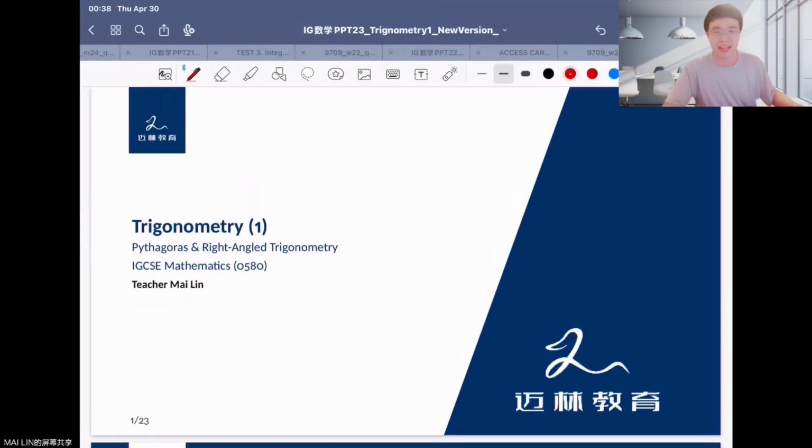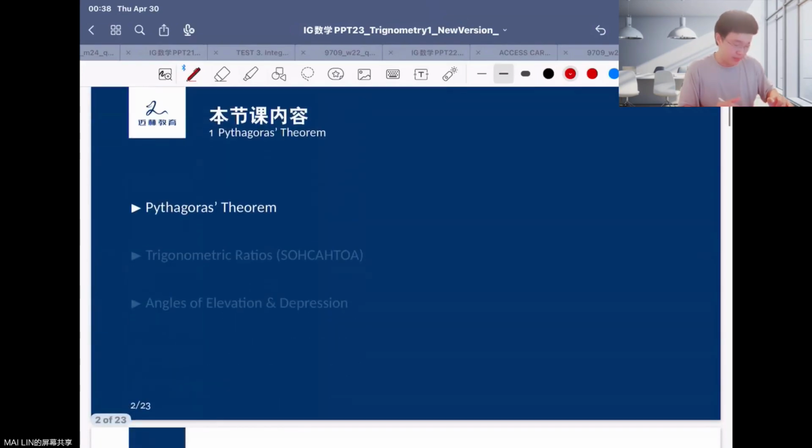Okay, hello guys. Today's topic is trigonometry. We're just talking about Pythagoras and the right angle triangle. Let's move to the first part, the Pythagoras theorem. Let's take a closer look at what the Pythagoras theorem is.